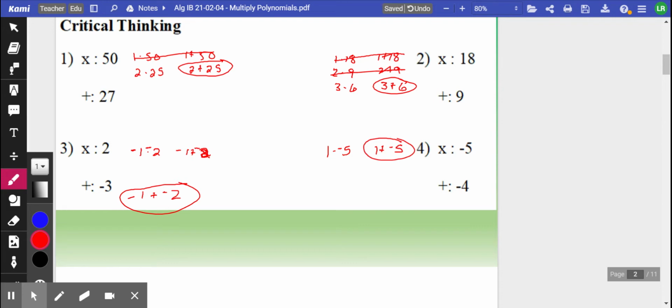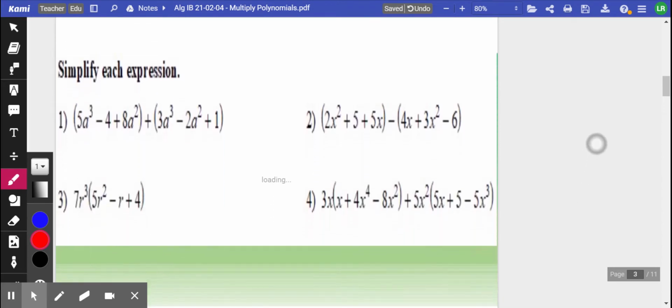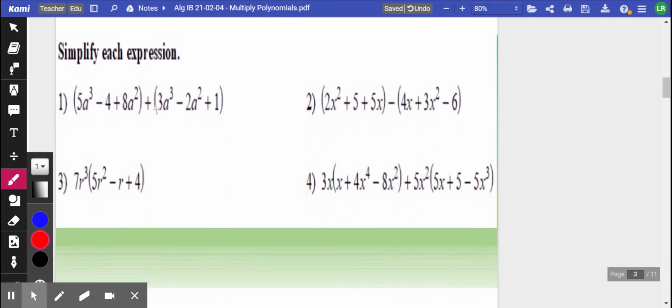Now let's go ahead and do a set of 4 of our problems that we've been doing the past couple days. We have adding, subtracting, distributing, and then our distribute and combine like term ones. Okay, so go ahead and pause the video and complete these 4 problems.